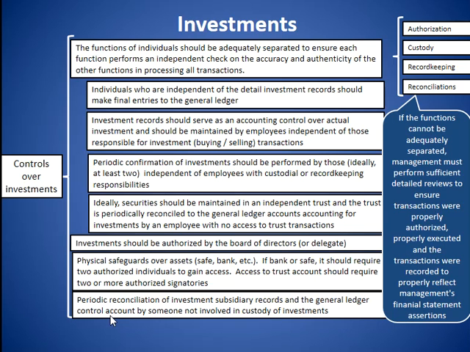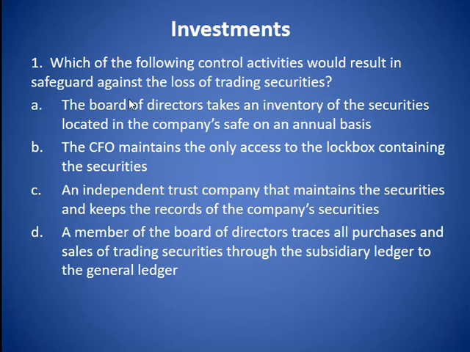Lastly, periodic reconciliations of our investment subsidiary records and the general ledger account should be performed by someone not involved in the custody of the investments. So let's go through several questions regarding investments and internal controls, and that'll be the end of the video for today. Number one, which of the following control activities would result in safeguard against the loss of trading securities? Again, you're given 4 choices. Go ahead and stop the video, examine your choices, and when you're ready, restart the video for the answer slide.